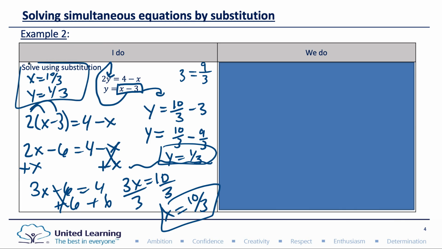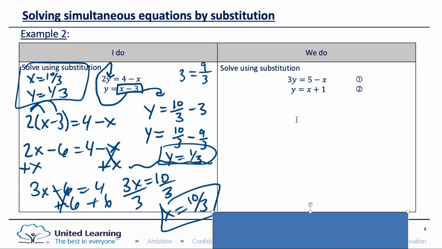Okay, here's your final question for today. Can you please attempt to use substitution to solve for this pair of simultaneous equations, and then go to Firefly to select your answer choice.